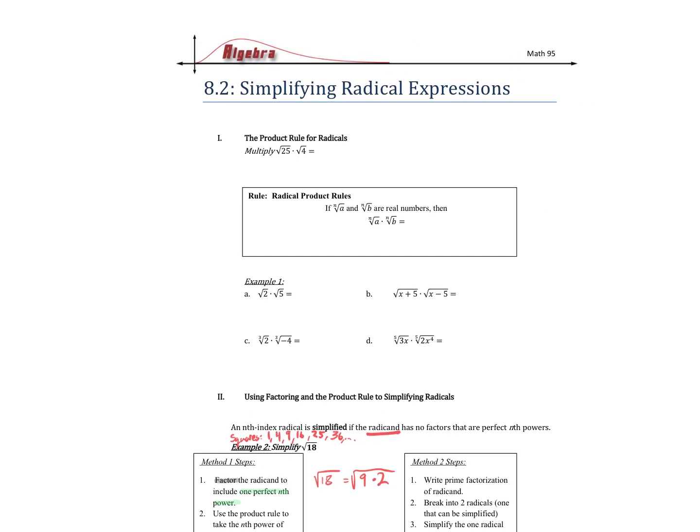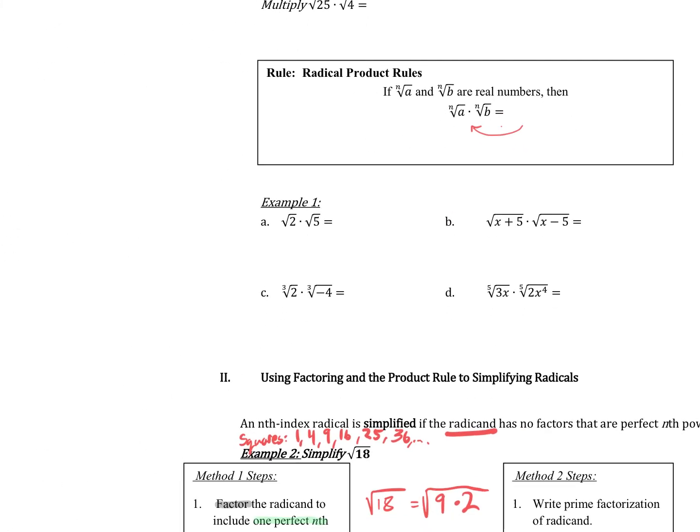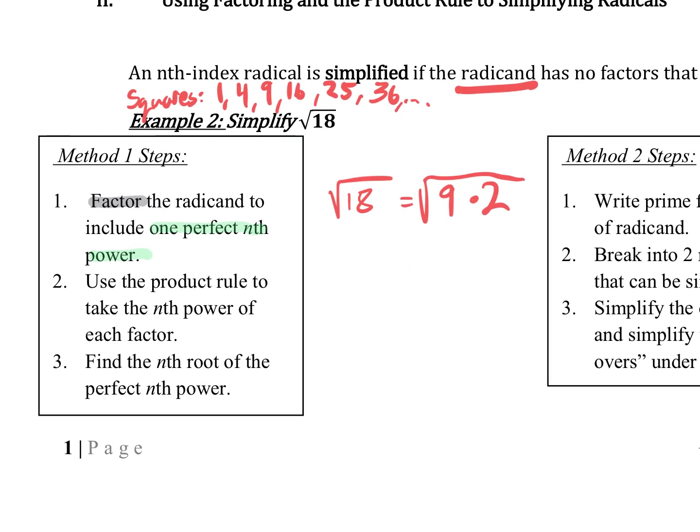Now we're using this rule. Let's look back at this rule. It says I have a square root with two things multiplied, and so we can go backwards. We've been going forwards, but now we're going to go backwards and break that up into two square roots. So that's our second step. We use the radical product rule to take the nth root of each factor, meaning we break it into two square roots. That's what the radical product rule says. We can pull that apart or put it together.